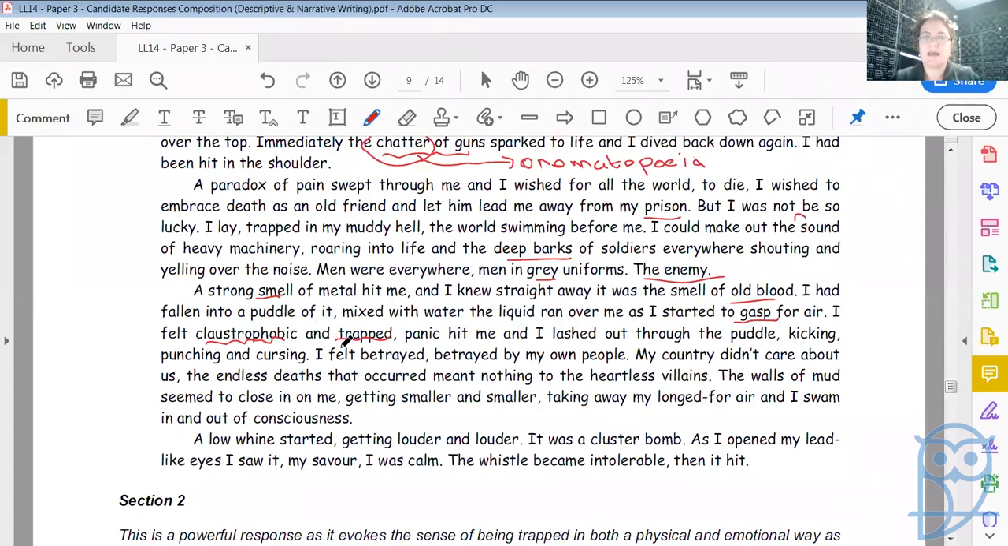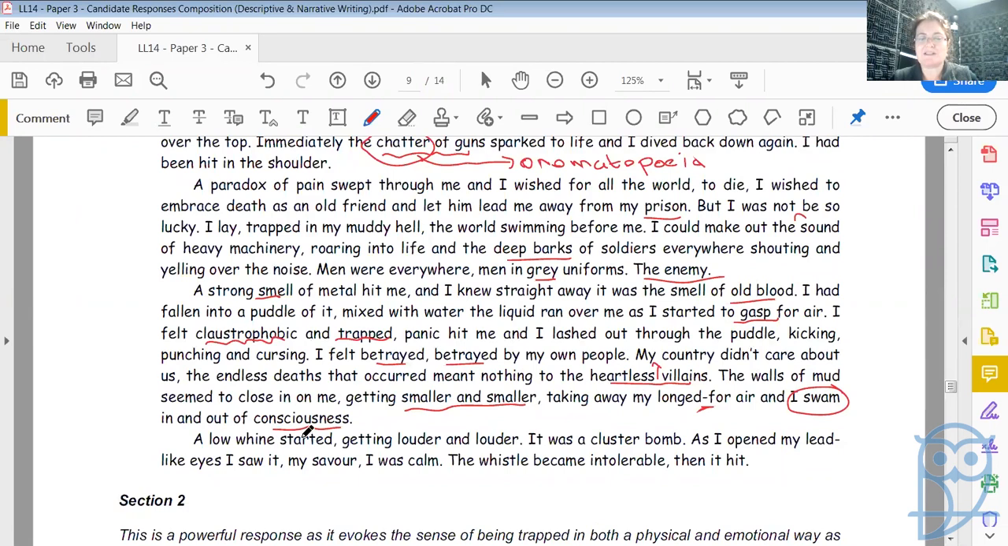and his shock. "I felt betrayed by my own people. My country didn't care about us. The endless deaths that occurred meant nothing to the heartless villains." Interesting. "The walls of mud seemed to close in on me, getting smaller and smaller." Look at being trapped, "taking away my longed-for air," beautiful hyphenation there, "and I swam in and out of consciousness." So he didn't just go in and out of consciousness, he swam in and out of consciousness.